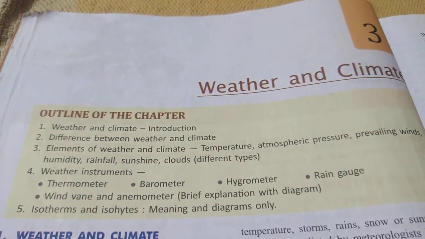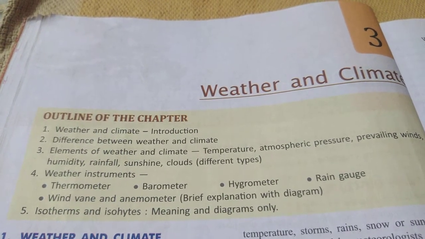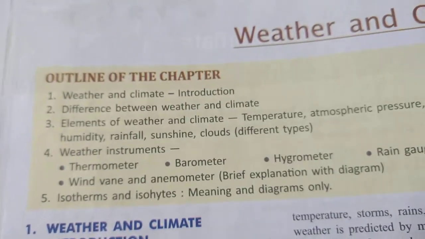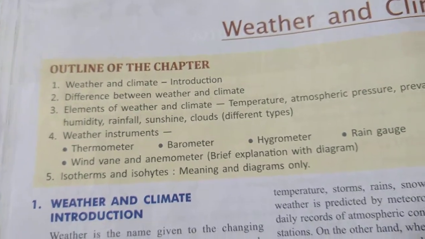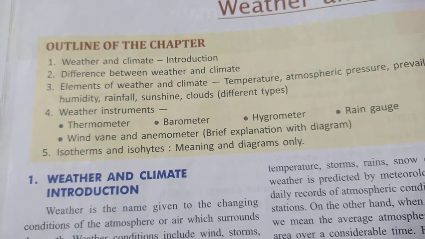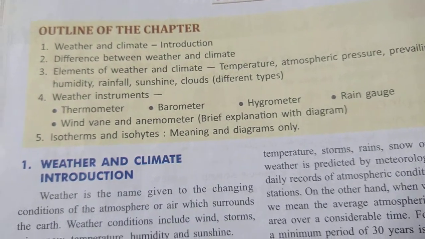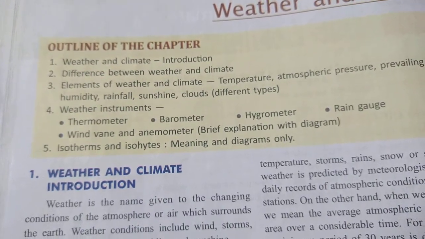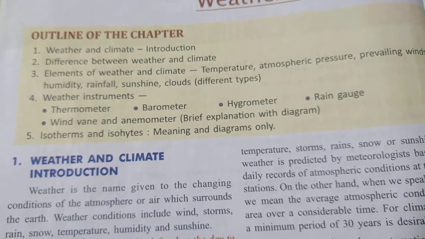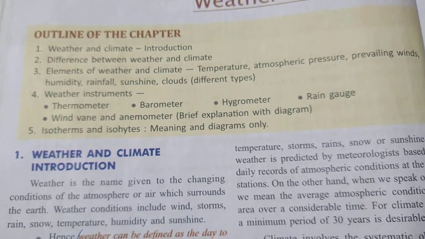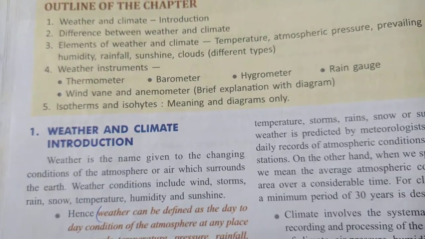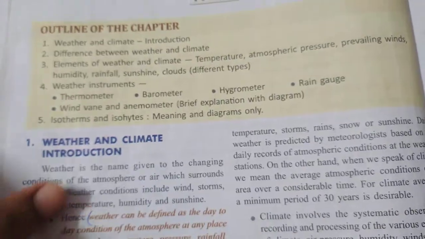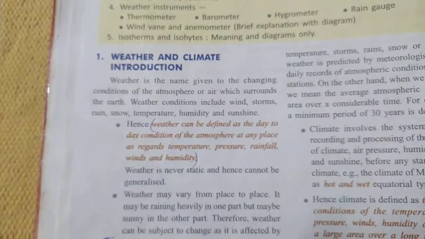Today we are going to learn ICSE class 7 geography, weather and climate. We are going to learn in the chapter weather and climate: introduction, difference between weather and climate, elements of weather and climate, next weather instruments, what are the weather instruments used to measure the various elements of weather and climate, wind vane and anemometer, brief explanation with diagram, isotherms and isohyets, meaning and diagrams only. Next, first of all, weather and climate introduction.